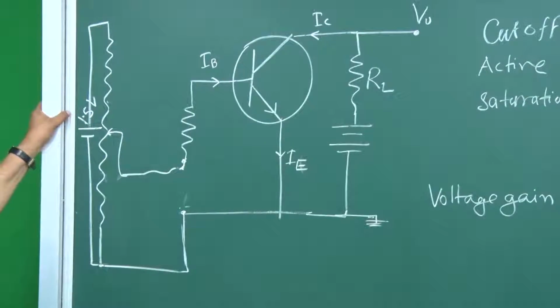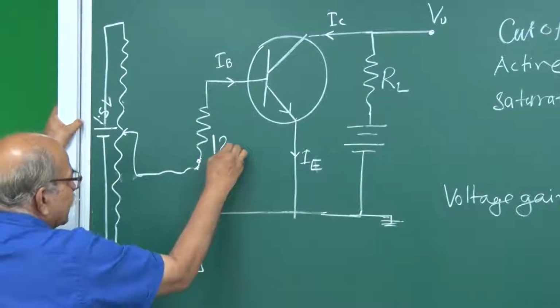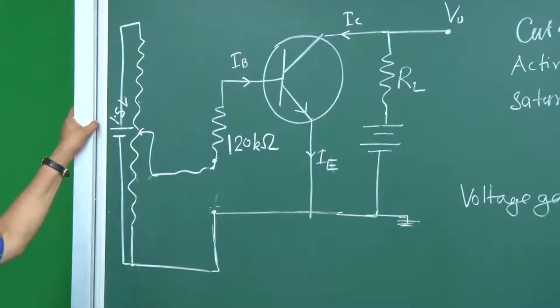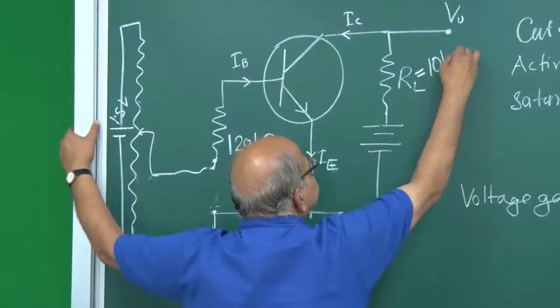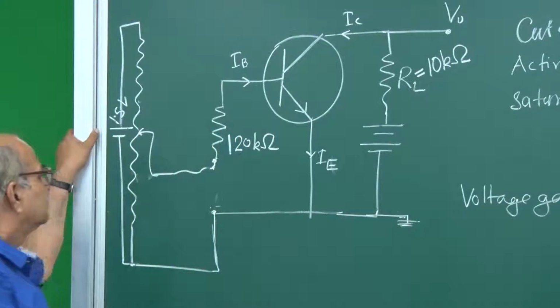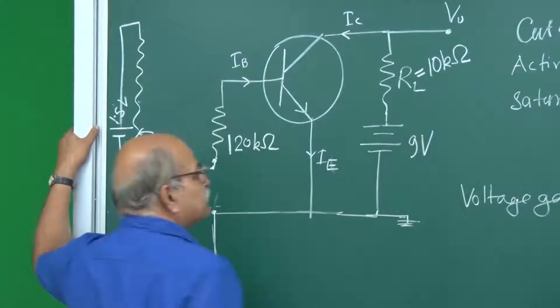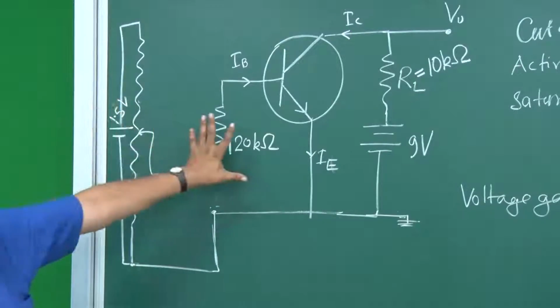So this is one part. Then the values of resistances: here we will be taking a 120 kilo ohm resistance, and this RL we will take as a 10 kilo ohm resistance. This is 1.5 volt. This we will take as a 9 volt battery, which may not be exactly 9 volt, it may be 8.9 or 9.2 or something, but it is called a 9 volt battery, so we will be using that here. So these are the values. Keep this circuit in mind.